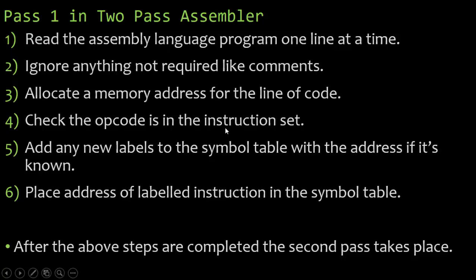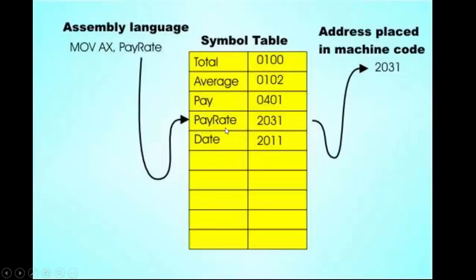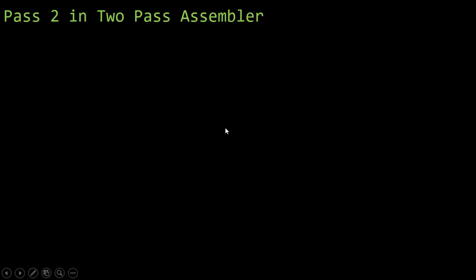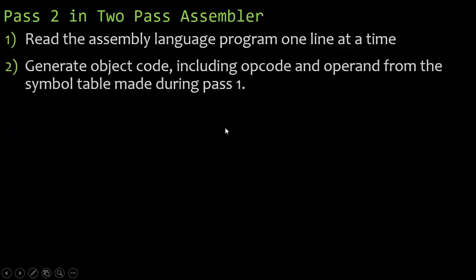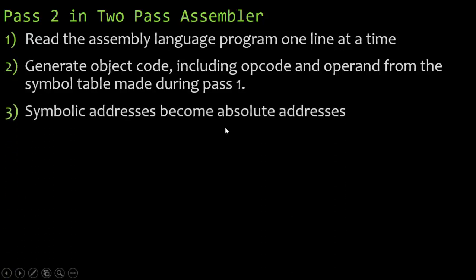After the above steps are completed, the second pass takes place. We read the assembly language program one line at a time. We generate object code, including the opcode and the operand from the symbol table made during pass 1. So when we're looking at that symbol table, we know what the opcode is, we know what we're performing it on, and we know where it is stored. Symbolic addresses become absolute addresses.